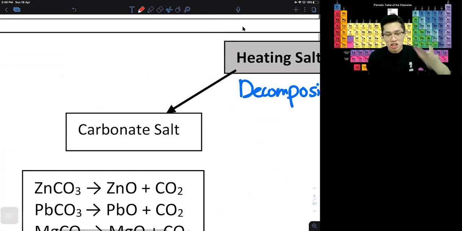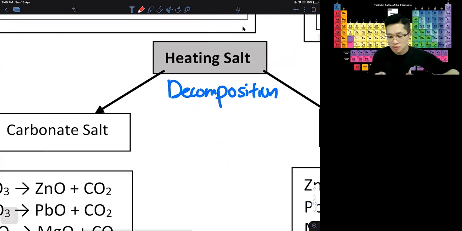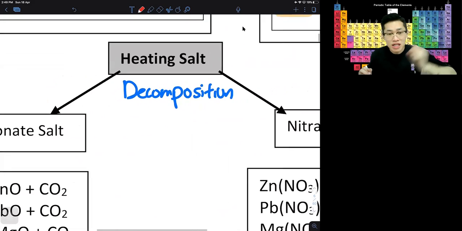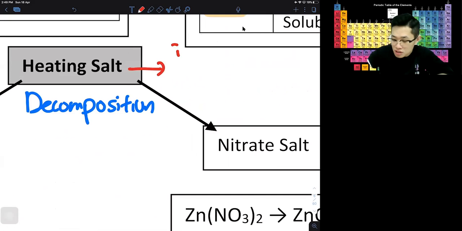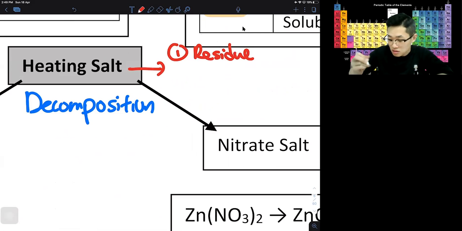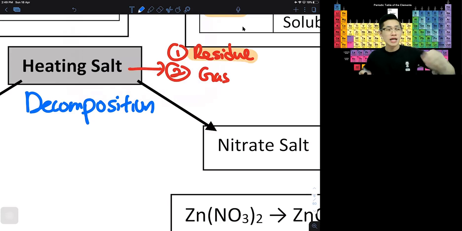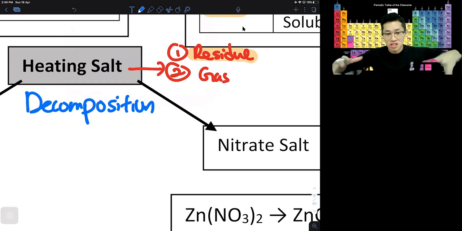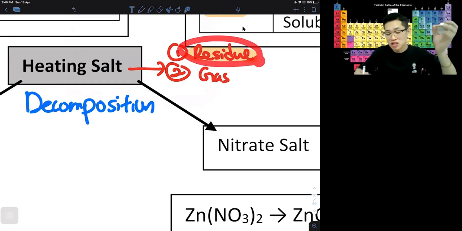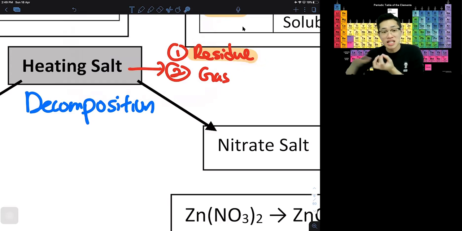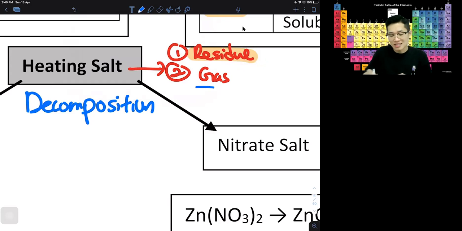When we heat the salt, what are the products produced? It always produces a residue and a gas. What's residue? Let's say we have a barbecue party, and after a few hours we are all full and stop. All the charcoal turns into ash, right? That's called residue, the things that remain after you heat it. And a type of gas.